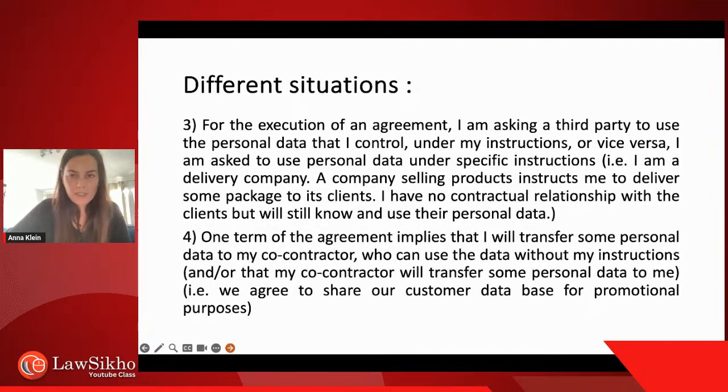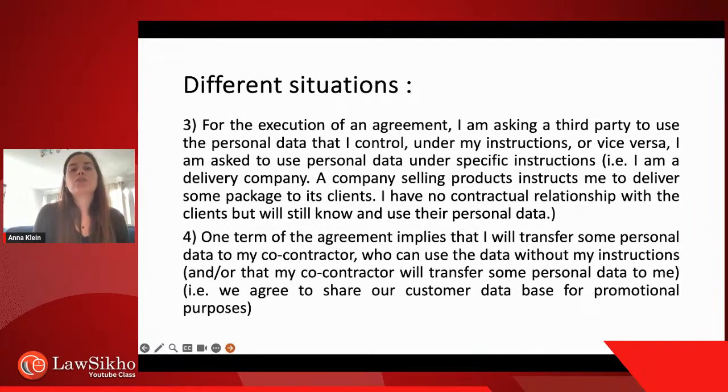Of course, they're doing it because they're making money out of it, but they don't get to do whatever they want with the data. In this scenario, they can only use the data pursuant to the instructions of the person who's responsible for the data. So here, the company actually selling the products. So again, we'll get back to that and we'll see what we need to do in this context.